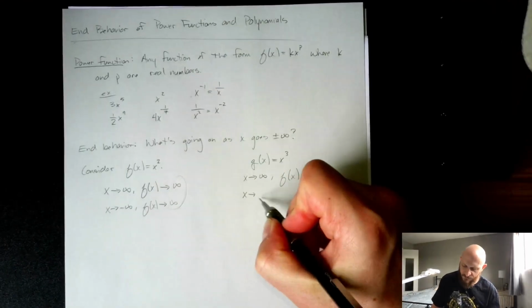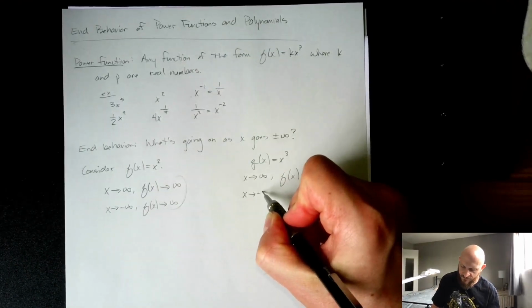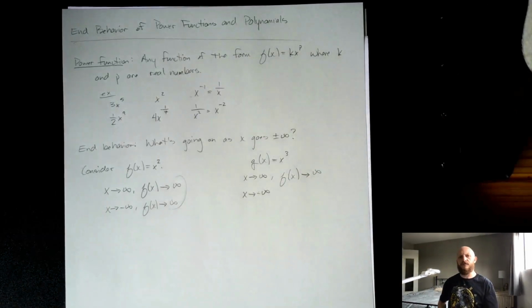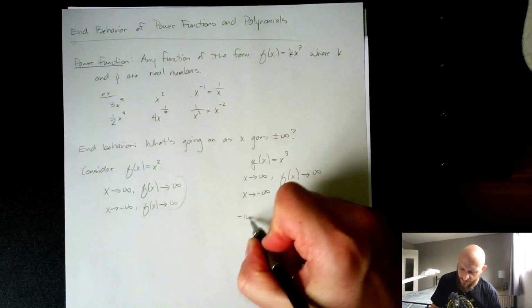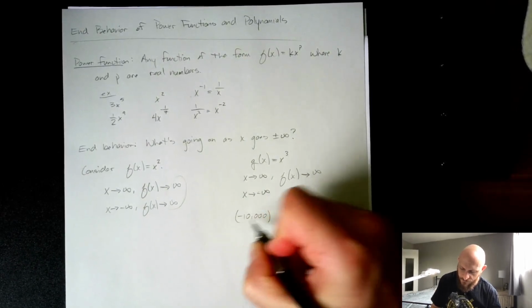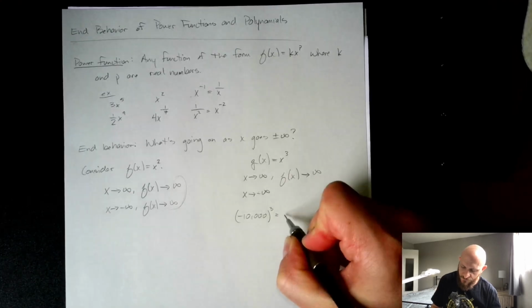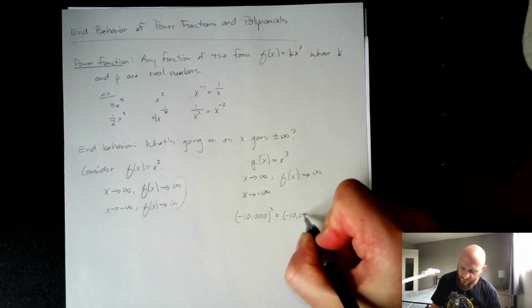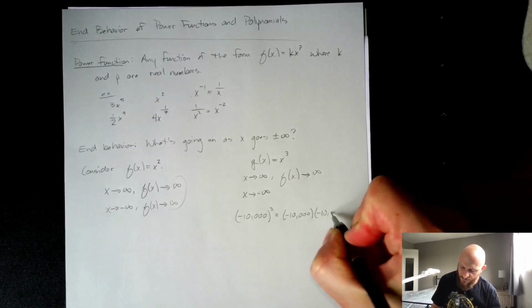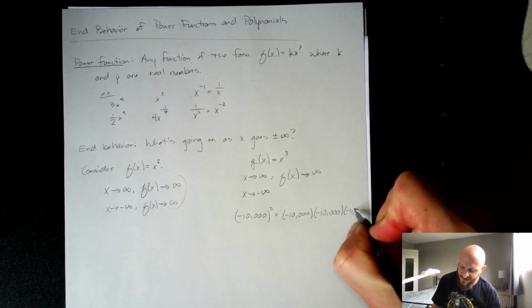Take half a second before you just answer this. What happens as x goes to negative infinity? What happens with x cubed as x goes to negative infinity? Again, think of a large number in the negative direction, like negative 10,000. Negative 10,000 cubed, and let me write this out. Negative 10,000 cubed is equal to negative 10,000 times negative 10,000 times negative 10,000.